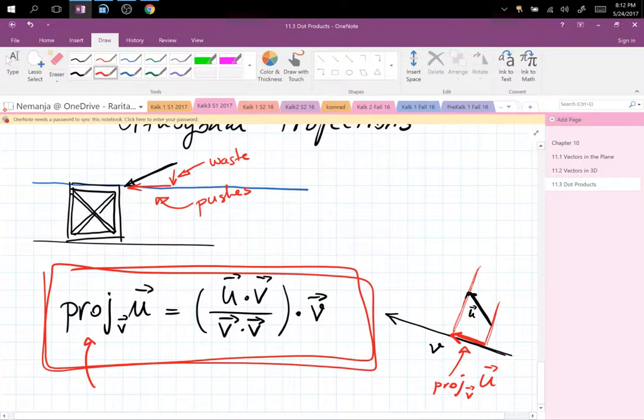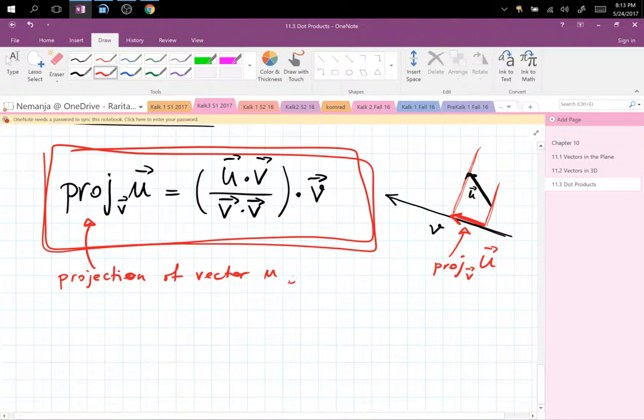So we read this part, projection of vector u onto vector v. So v is the base, and you are projecting u onto v. So the final answer will have to have a direction of v because you are projecting on it. But the magnitude will depend on the length of u, which is vector u.